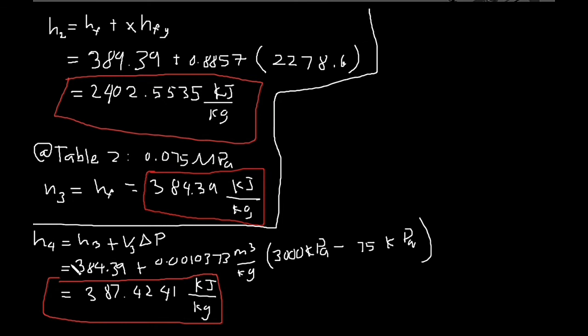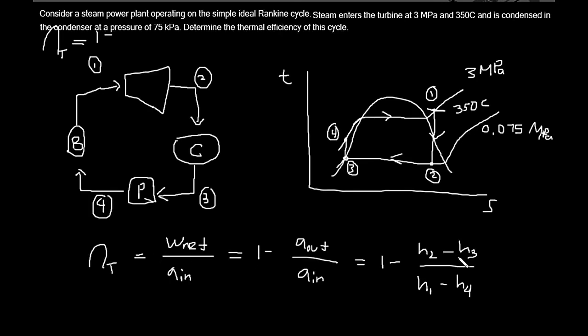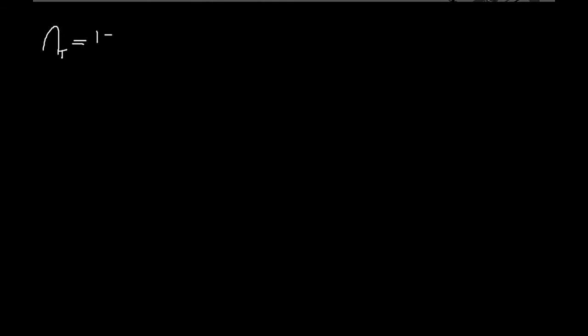Now we already have all the enthalpies. We can solve for the efficiency. Again, thermal efficiency is equal to 1 minus H2 minus H3 over H1 minus H4. Then we can substitute the values.